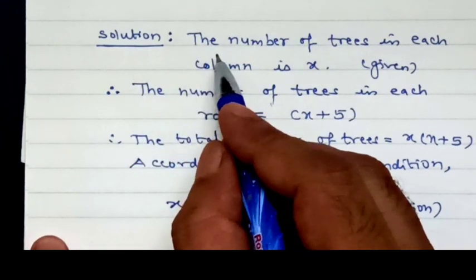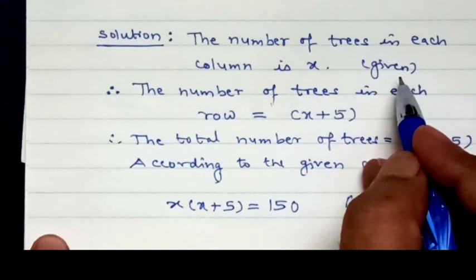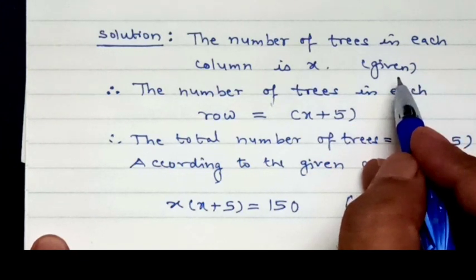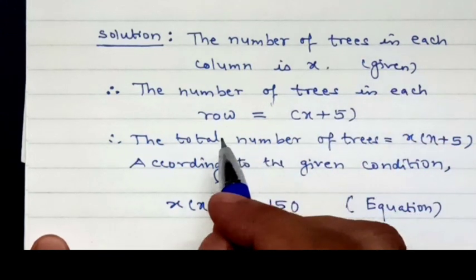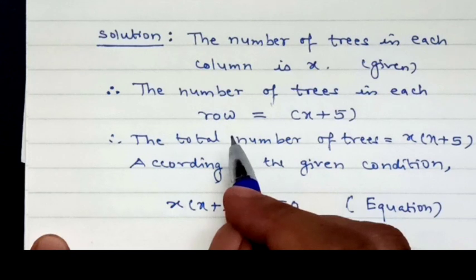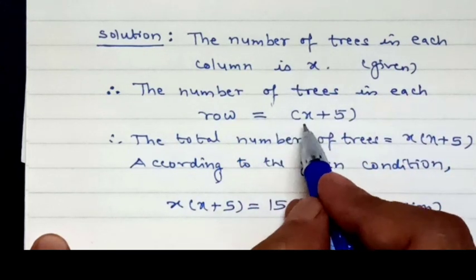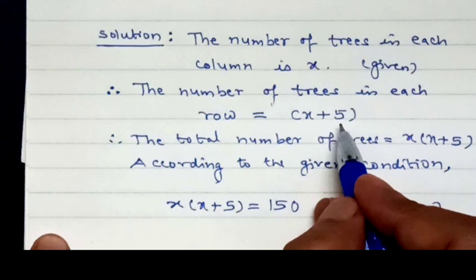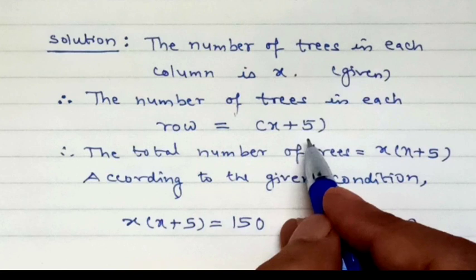Solution. The number of trees in each column is x. It is given to you, so write down that. Now you know that the number of trees in each row is 5 more than that in each column. So you have to add 5 to the number of trees in each column to get the number of trees in each row. So write the number of trees in each row is equal to x plus 5.